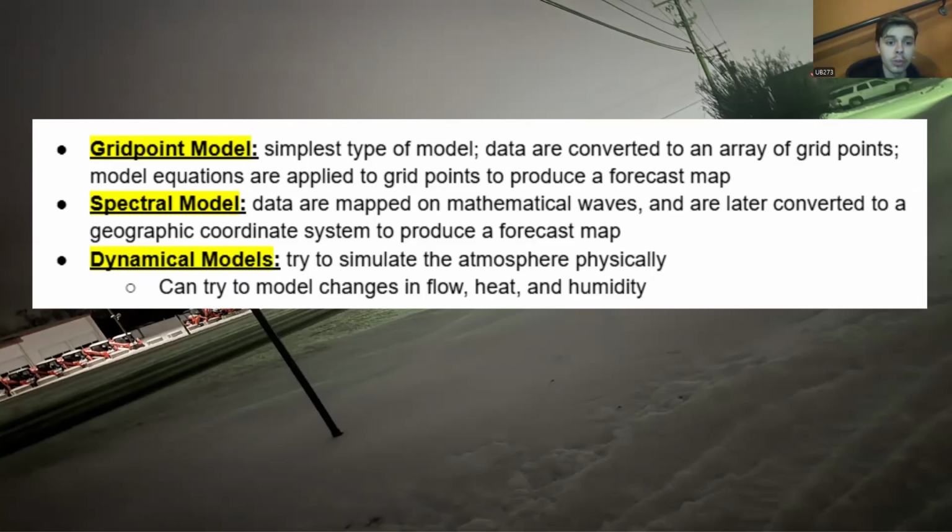Then we have the spectral model. Data is mapped on mathematical waves, which are later converted into a geographic coordinate system to provide the forecast map. Dynamic models try to simulate the atmosphere physically and try to model changes in flow, heat, and humidity.